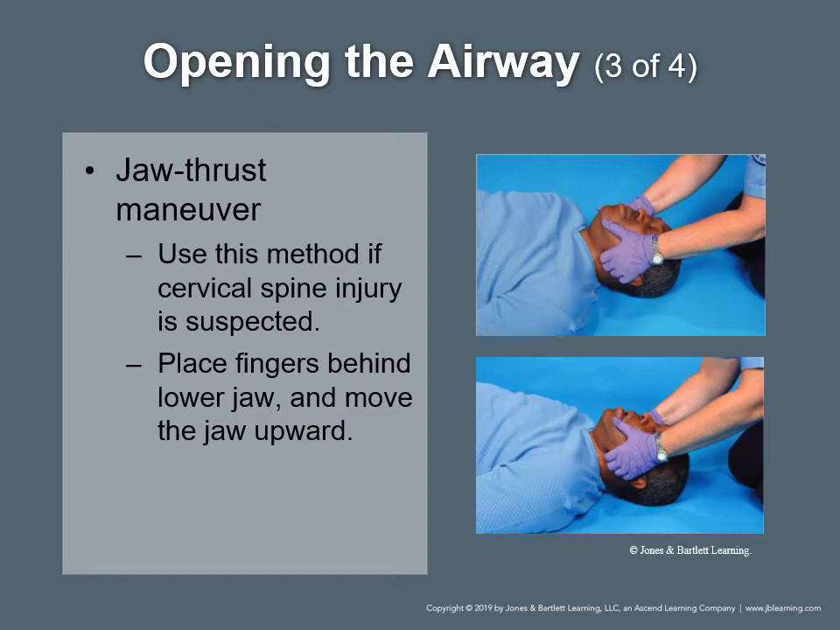The jaw thrust maneuver. Use this method if a cervical spine injury is suspected. Perform the jaw thrust maneuver on an adult in the following manner. Kneel above the patient's head, place fingers behind the angles of the lower jaw, and move the jaw upward. Use your thumbs to help position the lower jaw to allow breathing through the mouth and nose. The completed maneuver should open the airway with the mouth slightly open and the jaw jutting forward.